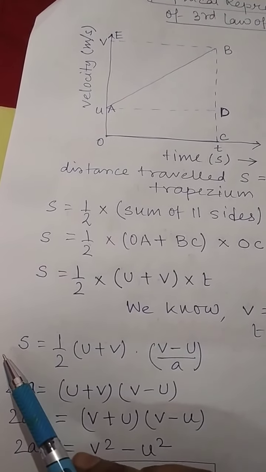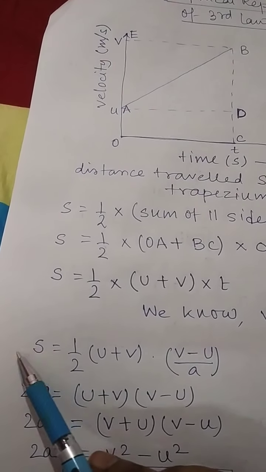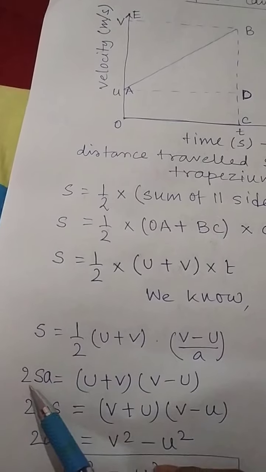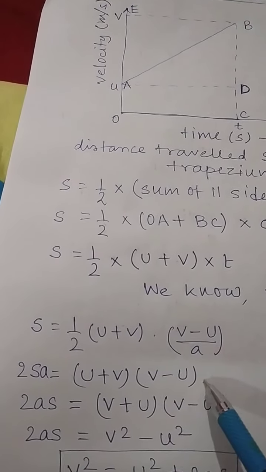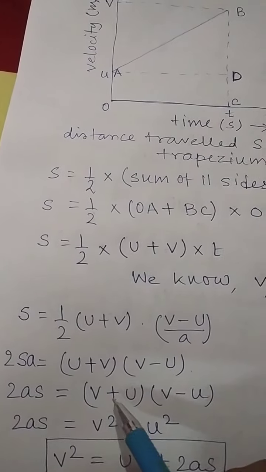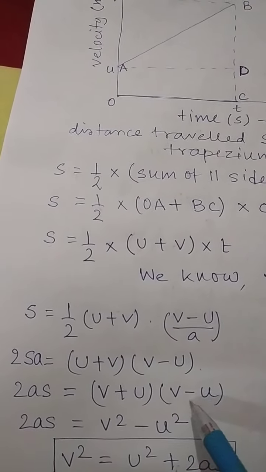So here we will take 2as: 2 and a will be multiplied on this side. So 2sa into u plus v into v minus u. So 2as is equal to, we will write this v in front, v plus u into v minus u.